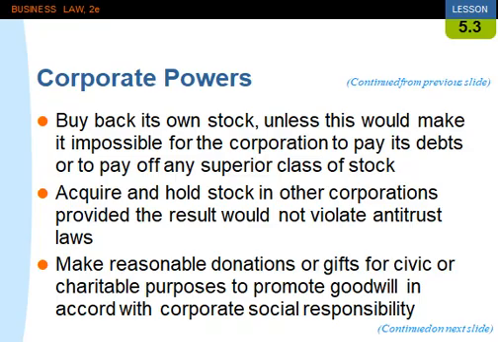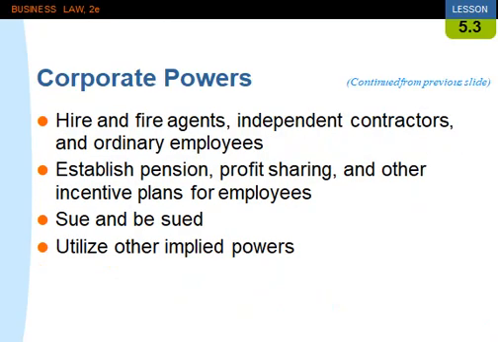Acquire and hold stock in other corporations, provided the result would not violate antitrust laws. Make reasonable donations or gifts for civic or charitable purposes, to promote goodwill in accord with corporate social responsibility. Hire and fire agents, independent contractors, and ordinary employees, establish pension, profit sharing, and other incentive plans for employees, sue and be sued, and utilize other implied powers.